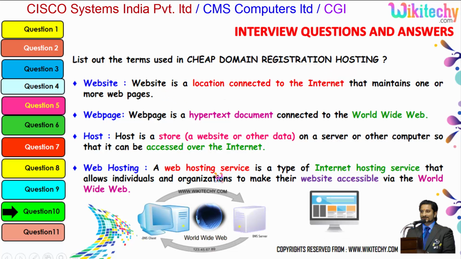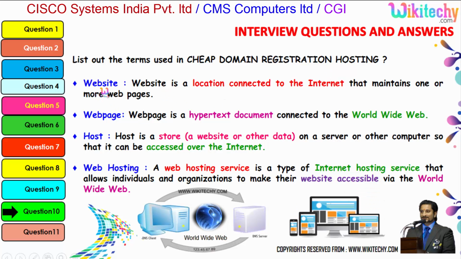Here are simple jargons of domain hosting. Website. A website is the location connected to the internet that maintains one or more web pages, like Wikidigi.com. What do you mean by web page? A web page is a hypertext document, an HTML document connected to the World Wide Web. Host. A host is a store on a server or other computer so that it can be accessed over the internet.